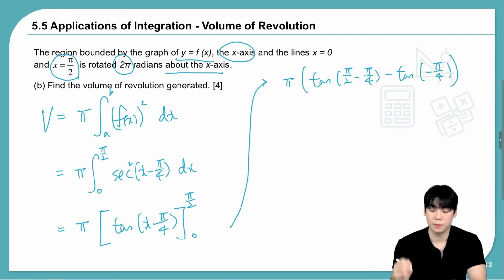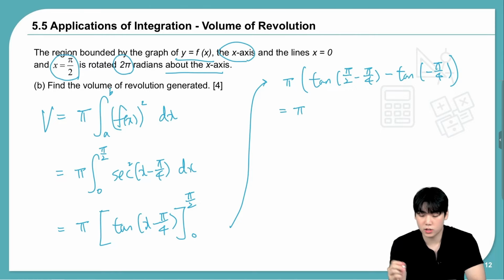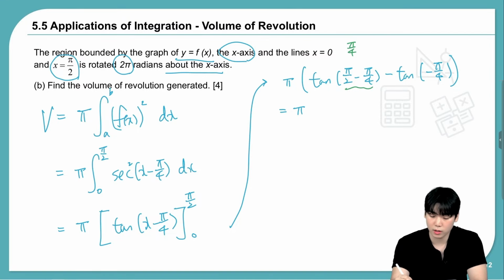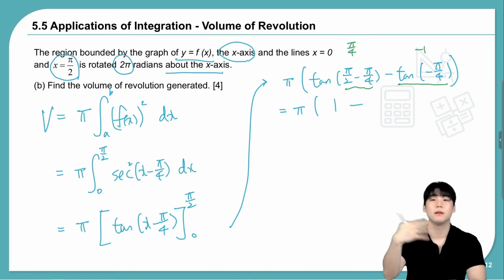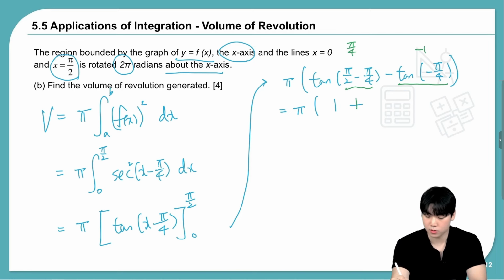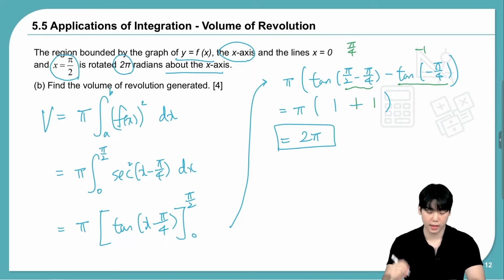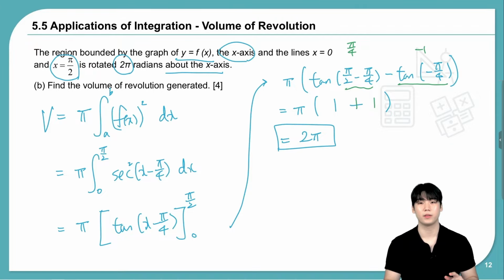I'm just going to omit that. And what is tangent? Because we know that this is pi over 4. Tangent pi over 4 is nothing but 1, right? This is standard angles. You have to remember the standard angles. So it's 1 minus tangent of minus pi over 4, which is minus 1, right? So this whole thing is minus 1, but it's minus 1, so it's a plus 1. So our answer is just 2 pi. That's the volume of revolution about the x-axis.